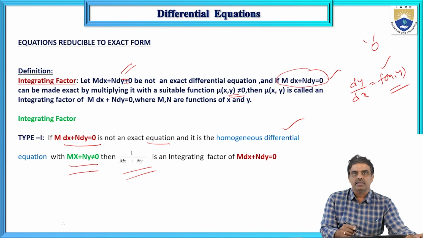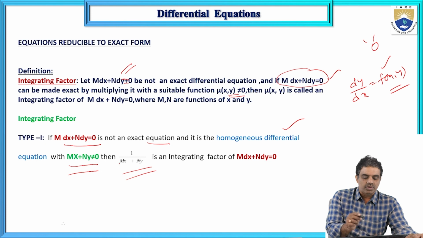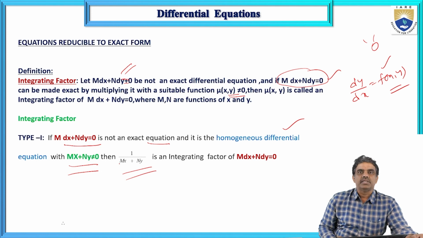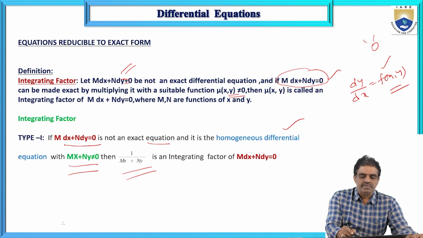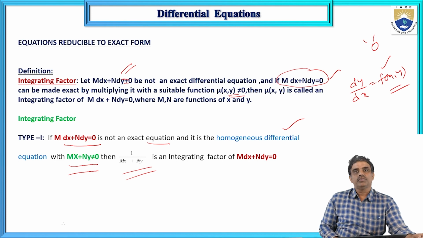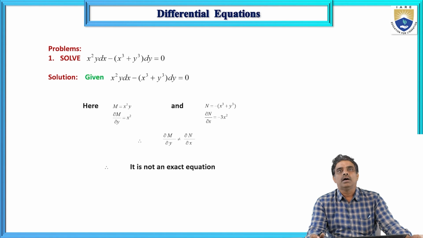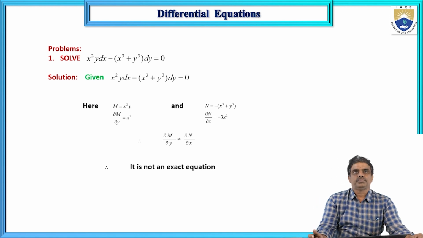So this is type 1. If M dx plus N dy equals 0 is not an exact equation, and moreover it is homogeneous with Mx plus Ny not equal to 0, then 1 by Mx plus Ny is the integrating factor. After getting the integrating factor, we multiply it with M dx plus N dy equals 0, and the equation becomes exact, and then we find the solution by the previous method only. So we see some problems on how to find the solution of a given non-exact equation.